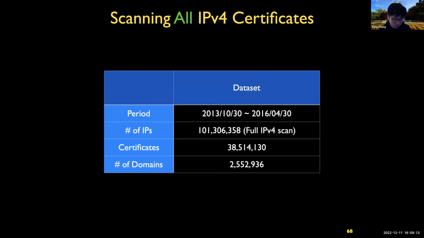So let's look at all the certificates by using a similar approach to what we did for the DNS study, right? For the DNSSEC study, we scanned the entire domain names under .com, .org, .net. But for this study, we go to each single IP address and try to make a TLS connection to port 443 and get the certificate.